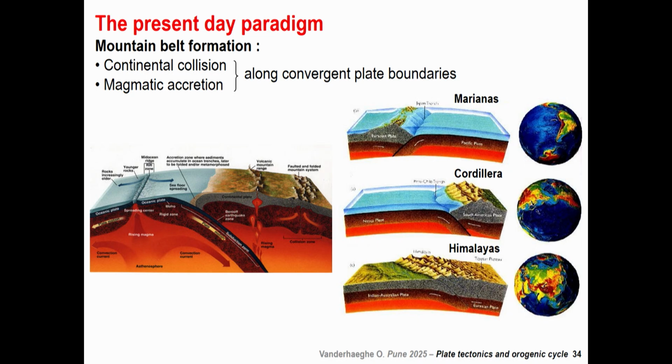And then there are collision plates with two continental plates that are converging towards each other. And we'll see that part of that lithosphere is subducting, part is forming the orogenic belt, and that's the Alpine-Himalayan belt.